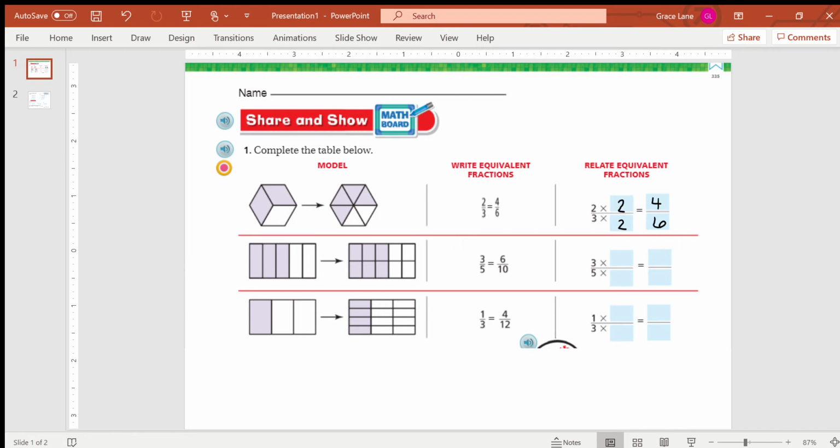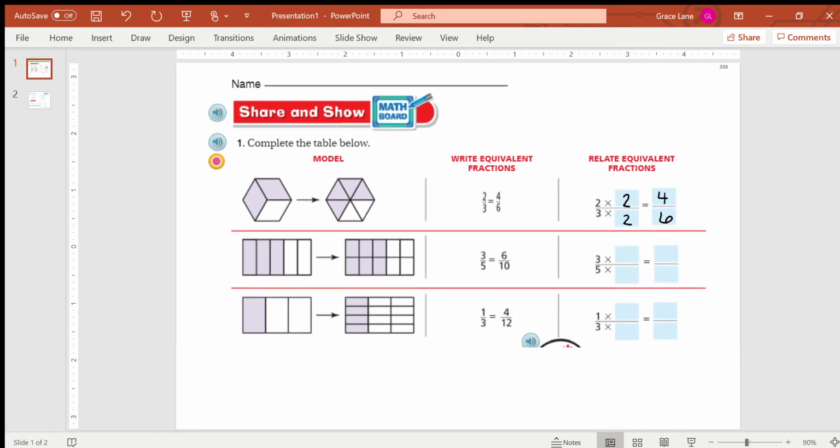Okay, go ahead and look at the next one. You can look at the model. It's showing you 3/5 is equal to 6/10. How are they related? What are they multiplying by? I know 3 times 2 is 6. 5 times 2 is 10. So again, we're just multiplying by 2.